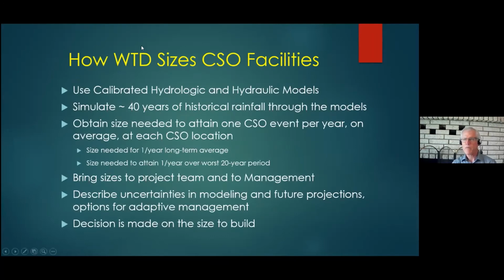Currently, we use calibrated hydrologic and hydraulic models to do a long-term simulation of 40 or 41 years of historical rainfall through the models, and then we calculate the size that we would need at each CSO location to have an average of 1 overflow per year over the long term, and 1 per year over any 20-year period. We bring those sizes to the project teams and management, and we describe our uncertainties in modeling and future projections, options for adaptive management, and then a decision is made on the size to build.